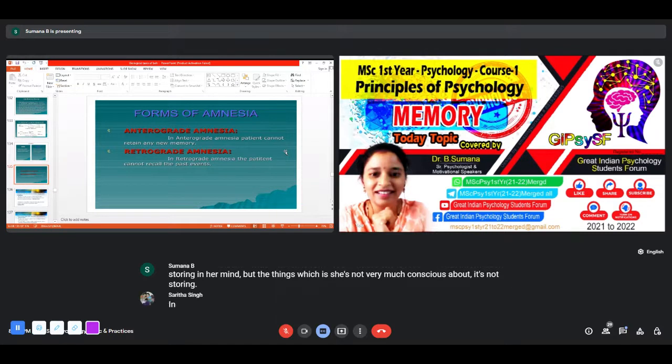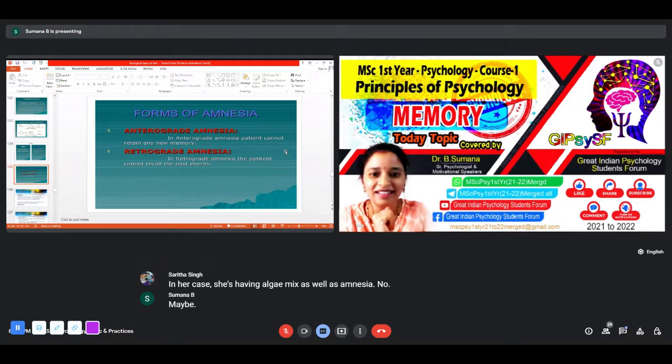In her case, she has Alzheimer's as well as amnesia. Maybe, yes, due to age factor as well as because of that operation, it might have got affected. Most of this amnesia is not completely curable. We can manage, but we can't completely cure it.